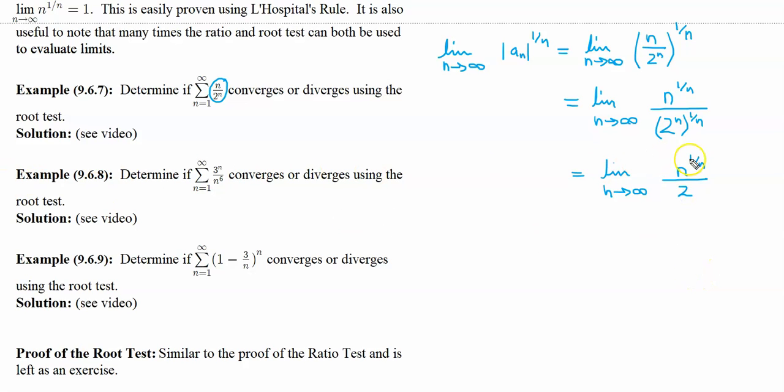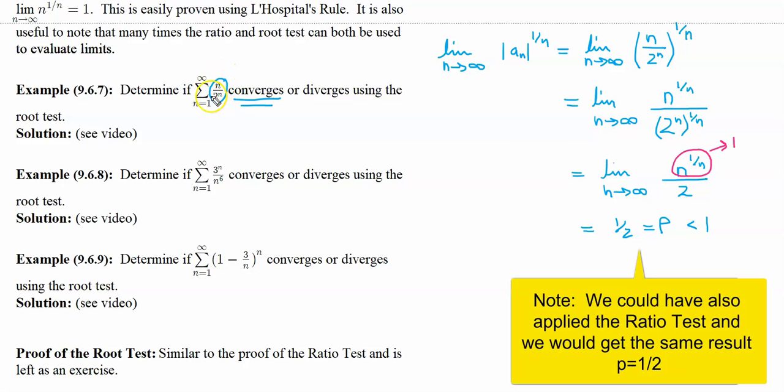And now, using the result that we just mentioned, this limit right here is approaching 1 as n goes to infinity. And so we end up with this equaling 1/2. That's our rho. And since that is less than 1, we have convergence by the nth root test. Technically, we have absolute convergence, but we don't really need to worry about that because all these terms are positive anyway. So that's how you apply the nth root test. Let's take a look at a few more examples.